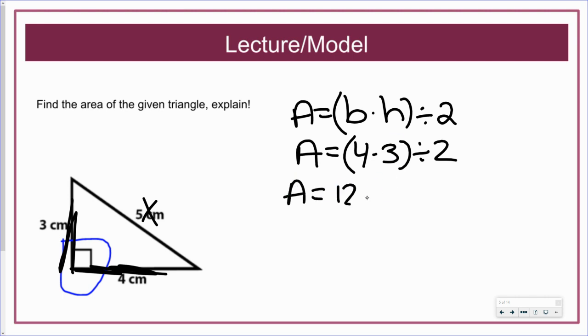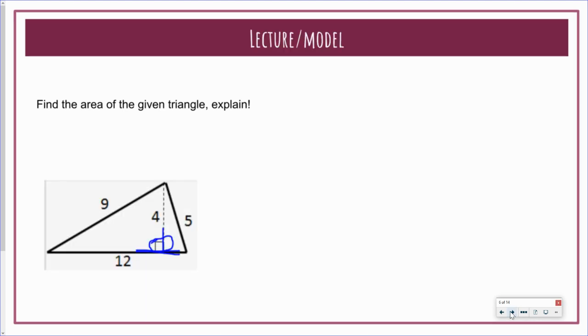4 times 3 is 12 divided by 2. So our area is 6 centimeters squared. Again, area is always measured in square units. All right, let's move on.